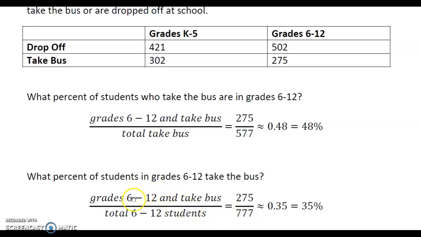In the numerator, we still have that same quantity, the students who take the bus, who are in grades 6 through 12. That's 275. So now we're comparing those same students to just everybody who's in that grade level. Dividing top by bottom, we have 0.35, which is equivalent to 35%. So this means 35% of the students in grades 6 through 12 take the bus.